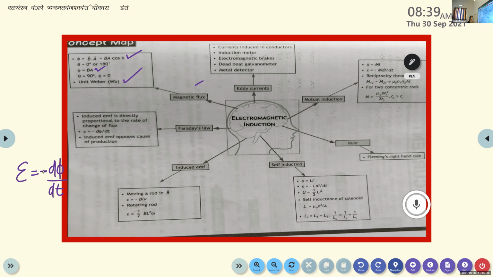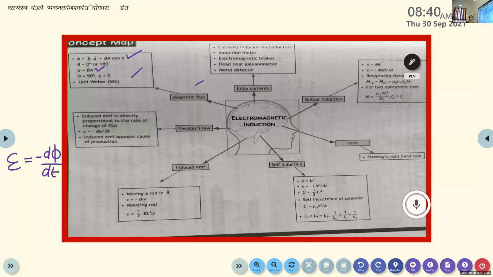According to Lenz's law, this negative sign is there because the induced EMF always tries to oppose the cause of its production, the cause of the current that is produced in a circuit. So Faraday's law of electromagnetic induction says the induced EMF is directly proportional to the rate of change of magnetic flux associated with it, or we can write E is equal to minus d phi by dt, where E or epsilon represents the induced EMF and d phi by dt represents the rate of change of magnetic flux.